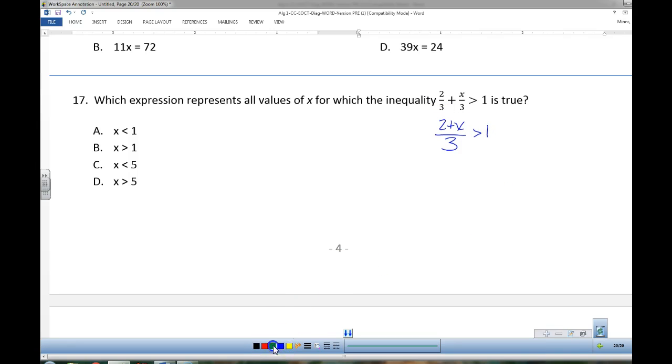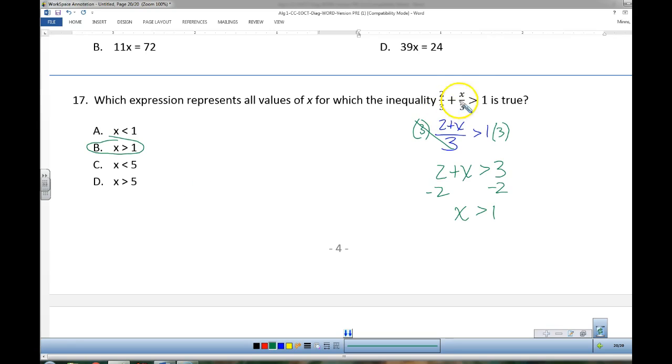All right, what's the first step in solving this? Hopefully you said multiplying by 3. 3 here, 3 here. Those cancel out. And I have 2 plus x is greater than 3 when I multiply 1 times 3. Almost done. Subtract 2 from both sides. x is greater than 1. So B is my answer.